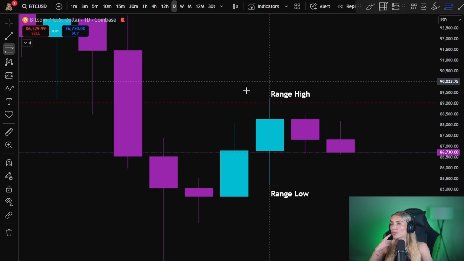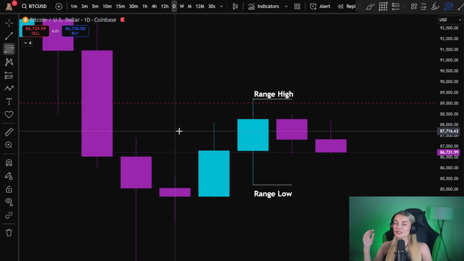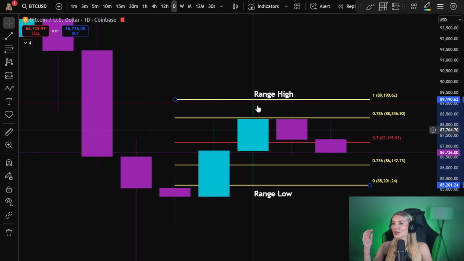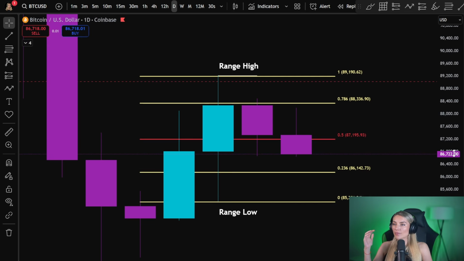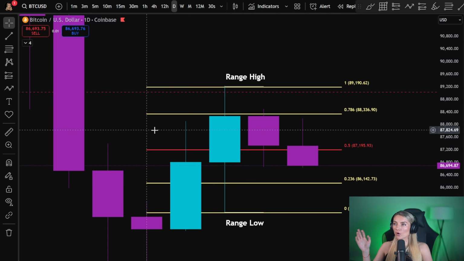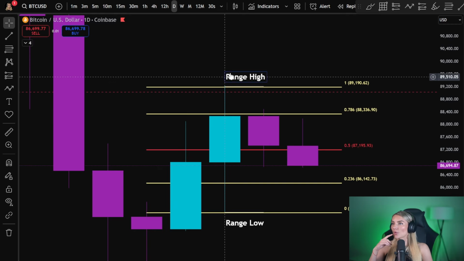Okay, so most importantly, when you identify that you have a range high and a range low, the first thing you want to do is draw your fib tool. If you don't know anything about this fib tool, you can see the settings over here. It's quite simple to use. I teach way more in depth in my course. Like I said, you should go and check that out in the description box.